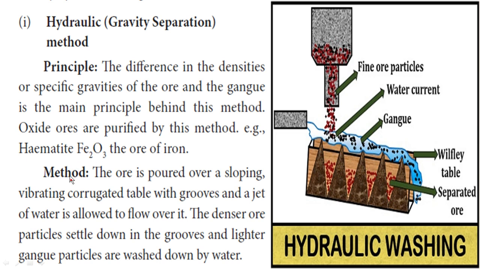Here the ore is poured over a sloping, vibrating corrugated table with grooves. Corrugated means it is a curve-like structure, with grooves means a narrow long table, and you pass a jet of water. You allow the water to flow over it, and the denser particles settle down in the grooves, and the lighter particles are washed away. Now you have separated the ore, and the impurities are washed away. Here you can get the oxide ore, the hematite ore, in a pure form. This is the first method, that is the hydraulic method.